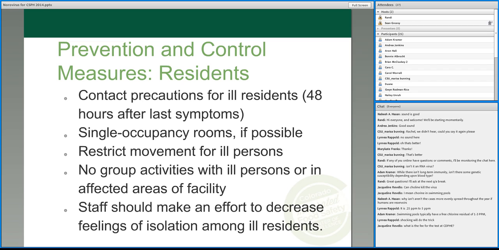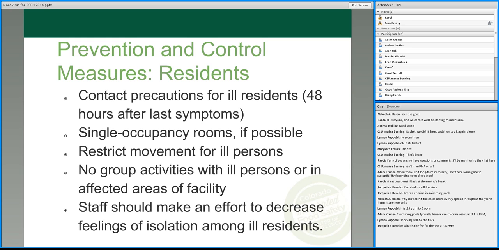You don't want someone who's ill coming down to the dining hall to join others to eat and handle things. Likewise, you don't want ill persons attending a group activity. If illness is dispersed throughout the facility, it's probably time to cancel some group activities, different classes or other things that may be available. If it's a smaller group of residents who are ill, it's possible to continue those activities and just exclude those ill persons until they're done with their 48 hours of contact precautions.